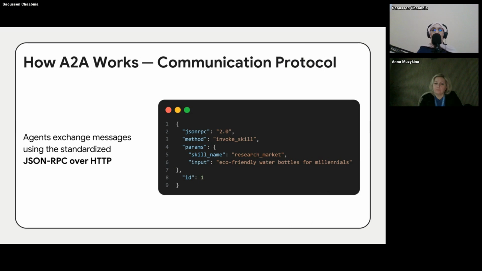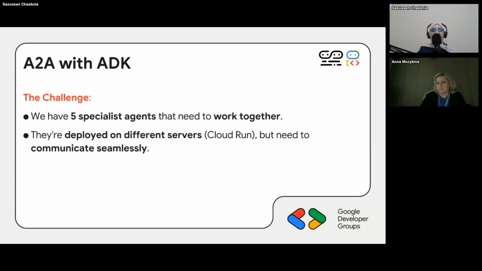A2A supports multiple interaction patterns. Request response is what we use most. Ask a question, get an answer. But it also supports streaming for real-time updates and long-running patterns. So that's A2A, the protocol, the components, the interaction patterns. Now let me show you how we actually use this.